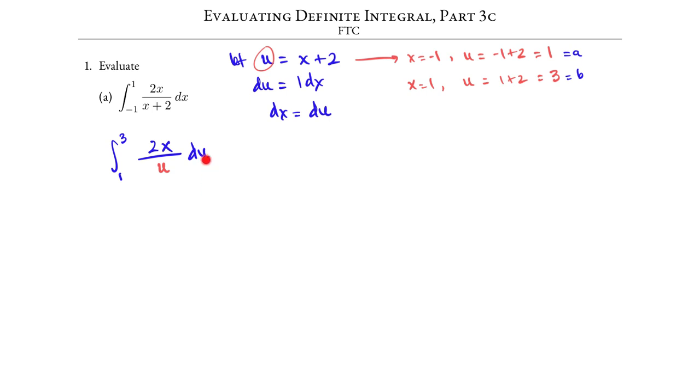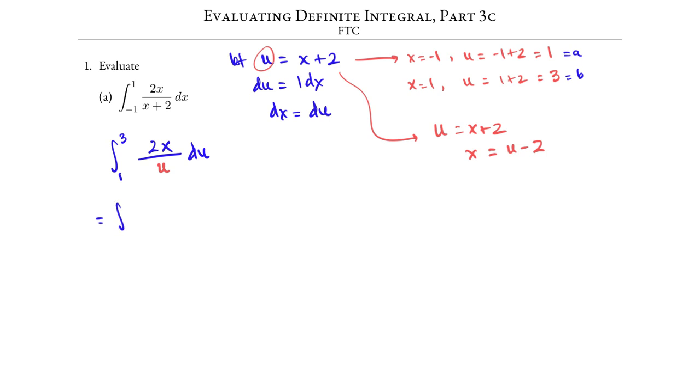Because of du, the variable of integration is u, so every expression inside the integrand has to be in terms of u. We need to find a way to replace x in terms of u. There's no cancellation here. But observe that if u is x plus 2 and we want a substitution for x, then we simply isolate x and get u minus 2. x equals u minus 2.